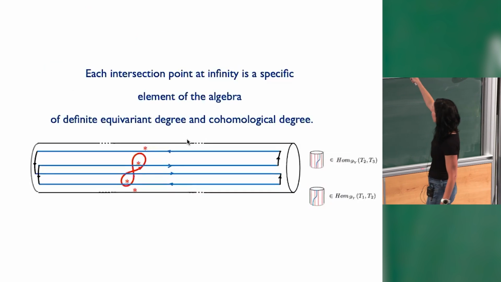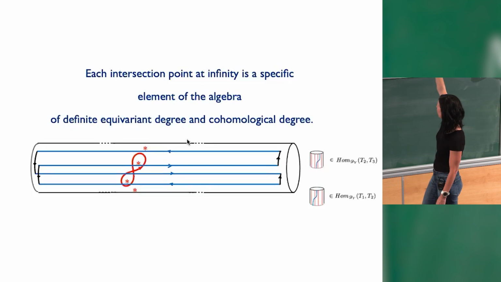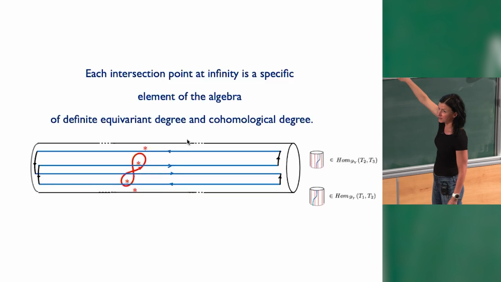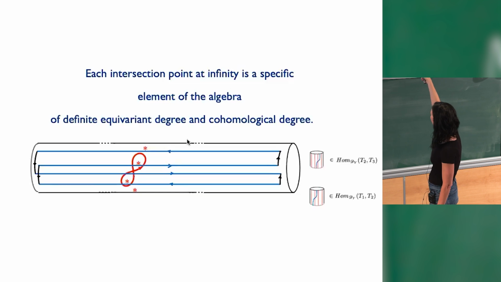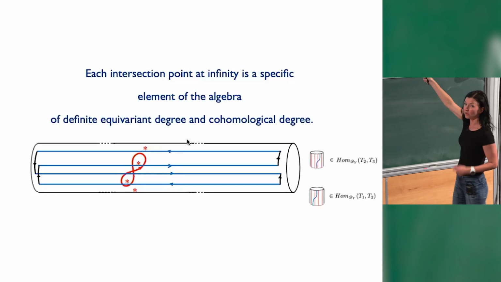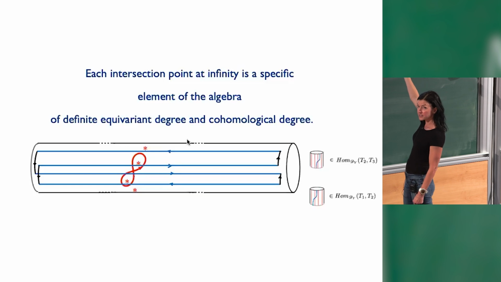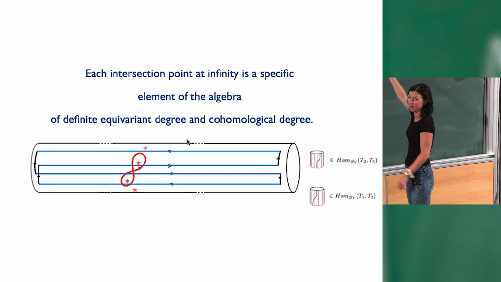So just by stretching the brane out, you can break it up, firstly forgetting about what happens at infinity, into a direct sum of 4 components of the generator. And then you remember how it breaks at infinity. Each intersection point at infinity has definite equivariant and cohomological degree, and a definite name, and it's based on a definite element of your algebra, which you can just name.